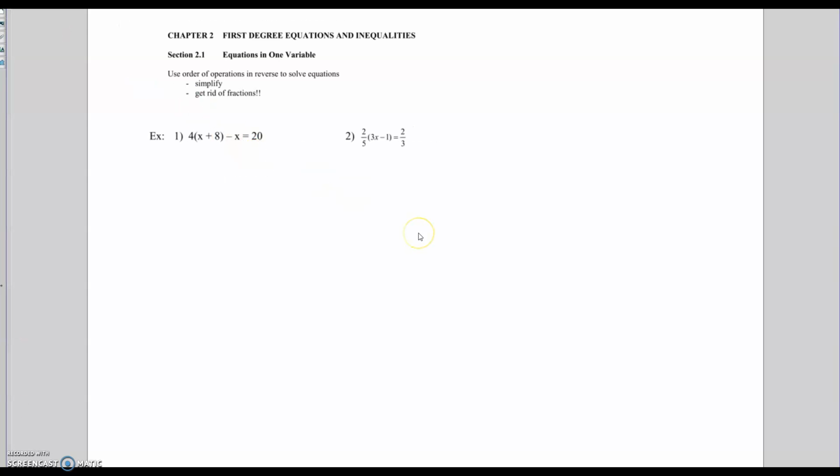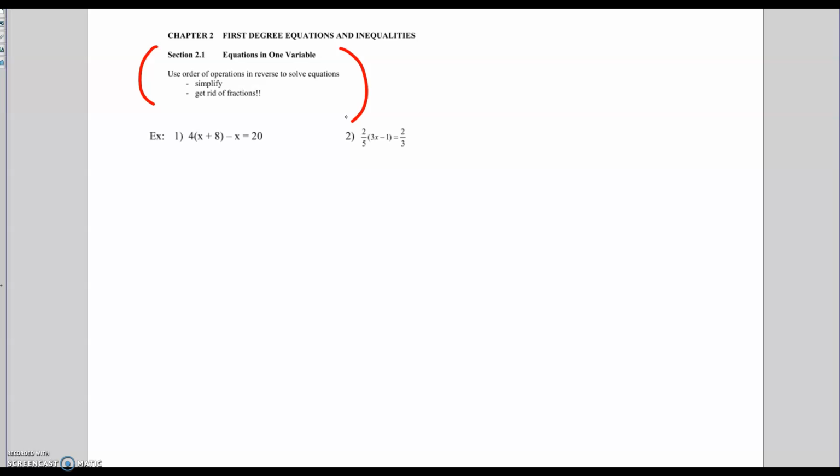All right, section 2.1, equations in one variable. Hit pause and write down the title of the section and these notes right here, and also the first problem, and we will do that together.